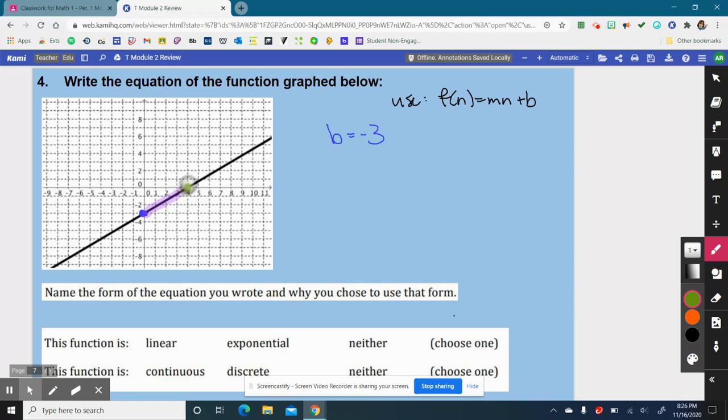All right, so here's my point. I have to figure out how to get from my blue dot to my green dot, okay? And that's going to be my slope. So how do I move up or down? How do I move left or right? In this case, I go up 3, and going up 3 is a positive number. And remember, the top of your fraction is if you go up or down.